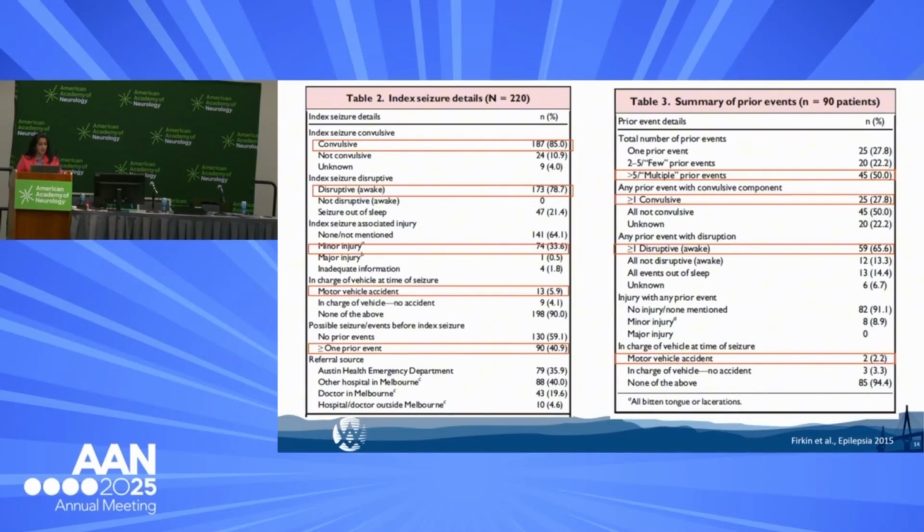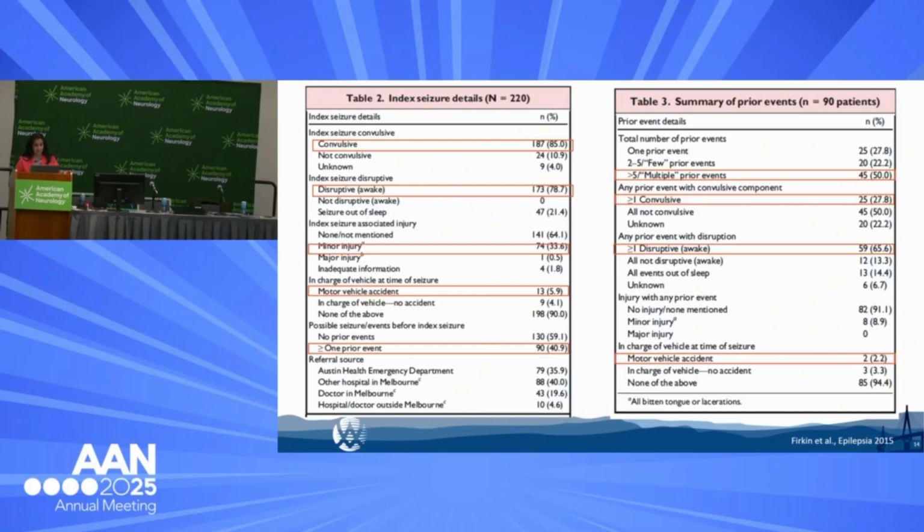But the most interesting part I thought was that 41% had 1 or more prior events, and they delved into those 90 patients further, and about 50% of those had more than 5 multiple prior events before presenting to medical attention. And about 28% had 1 or more convulsive episodes previously, 66% had a disruptive event, and about 2% had motor vehicle accidents.